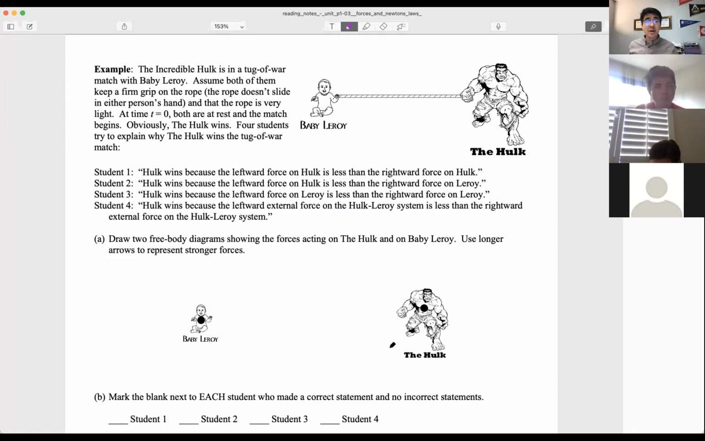Student one says the Hulk wins because the leftward force on Hulk is less than the rightward force on Hulk. Student two says Hulk wins because the leftward force on Hulk is less than the rightward force on Leroy. Student three says Hulk wins because the leftward force on Leroy is less than the rightward force on Leroy. Student four says Hulk wins because the leftward external force on the Hulk-Leroy system is less than the rightward external force on the Hulk-Leroy system.